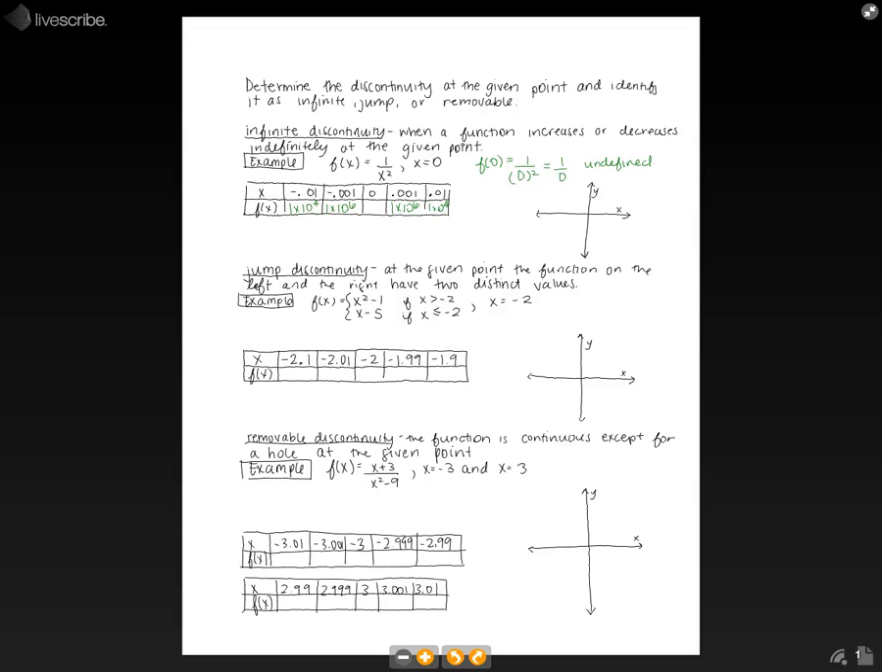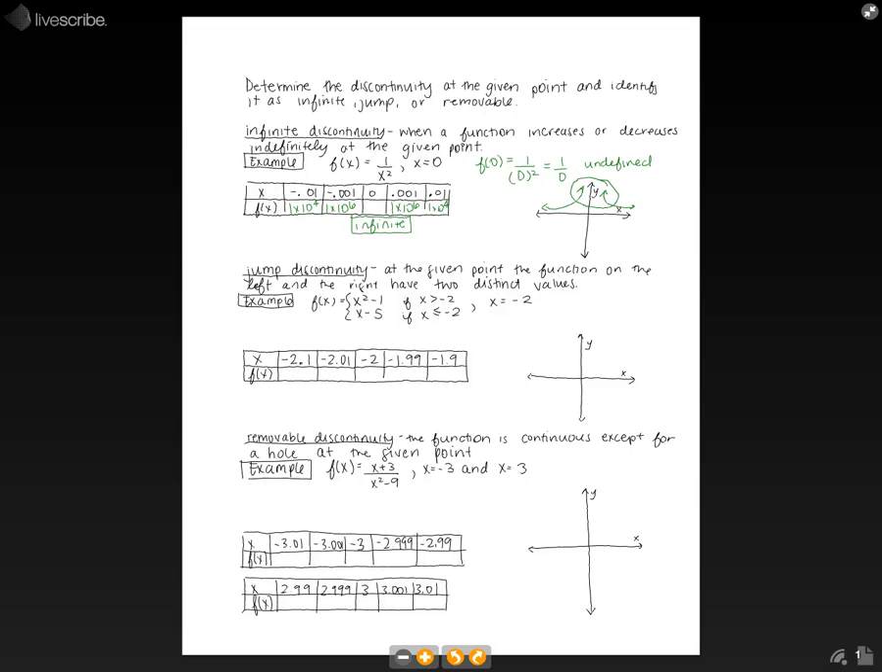If we look at our graph, that will confirm that. The graph of this function looks like this. We can see right here on the left and the right of x equals 0, both sides of the function are going towards infinity. And this was confirmed by our table. So this must be an infinite discontinuity at x equals 0.